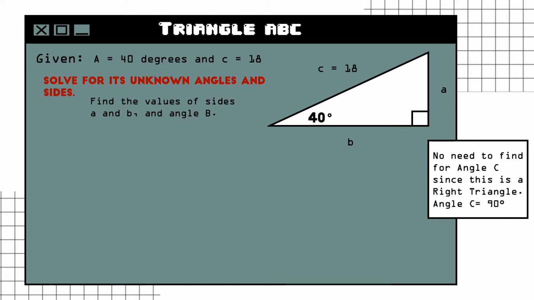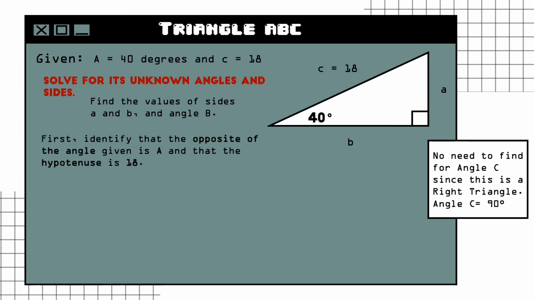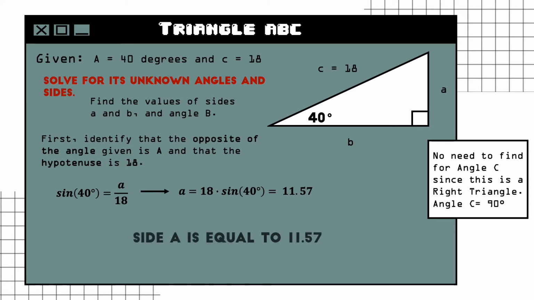C equals 90 degrees. First, we identify that the opposite of the angle given is A and that the hypotenuse is 18. Hence, we can infer that the sine of 40 degrees equals A divided by 18 as defined by the sine ratio. By manipulating the equation, we get A equals 18 times the sine of 40 degrees, which is equal to 11.57. We now have found one missing part of the triangle.